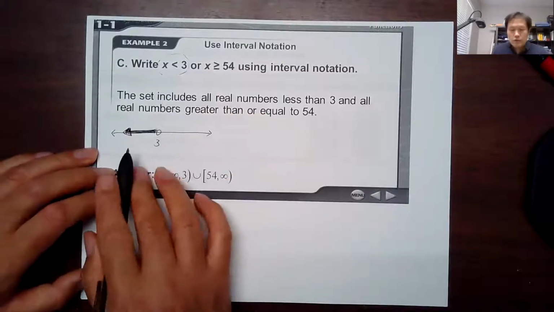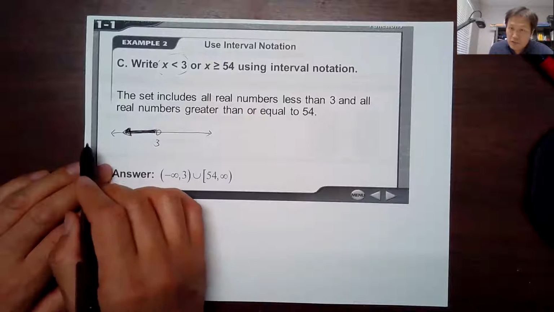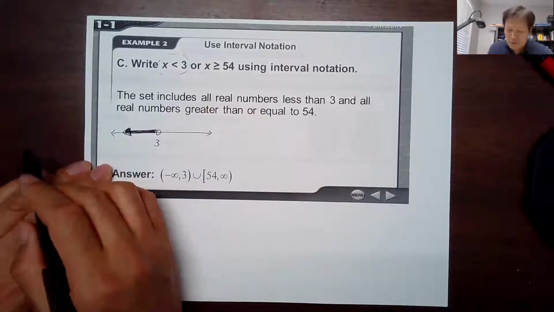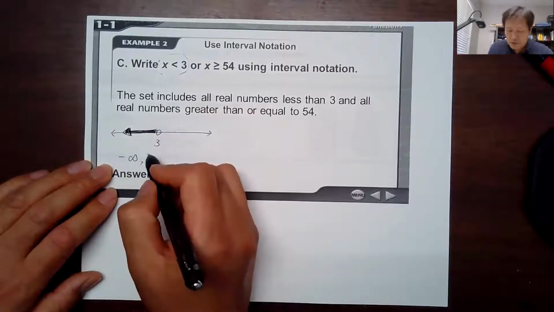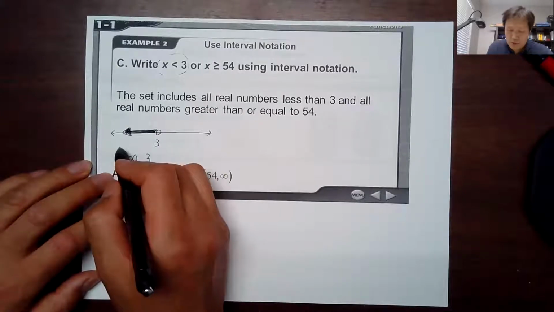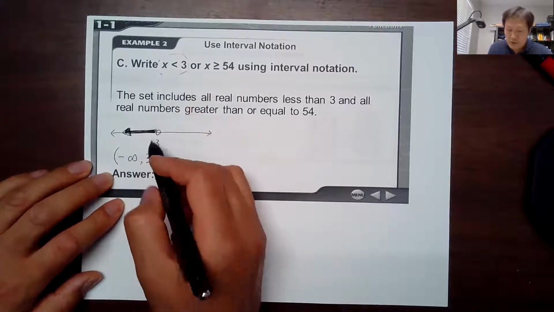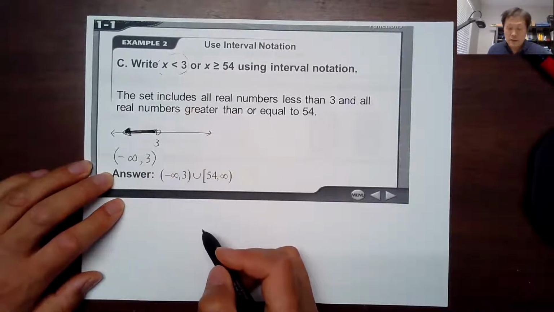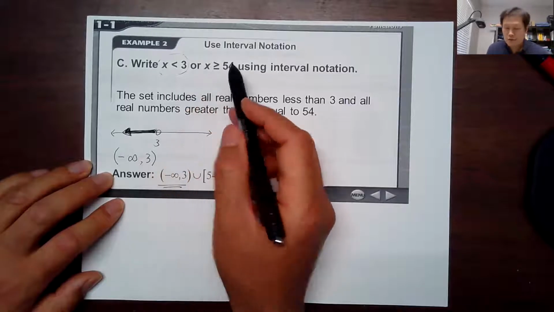So when you try to express it in interval notation, what's the smallest it can go? The smallest can go forever to the left, which is minus infinity, comma. What's the biggest it can go? 3. Minus infinity, always go with the parentheses. 3 doesn't have an equal sign, empty dot, so you have to do parentheses. So that's this portion.